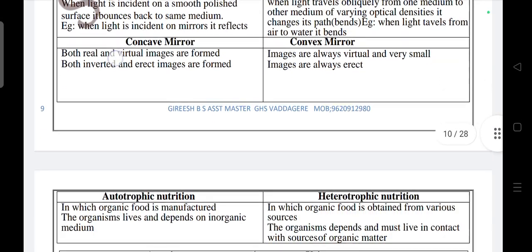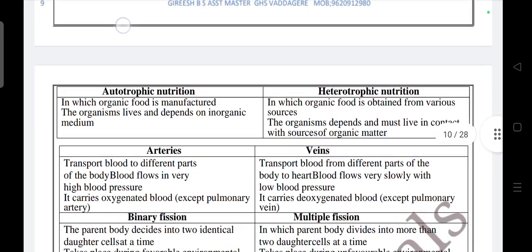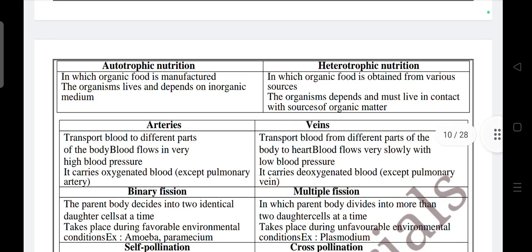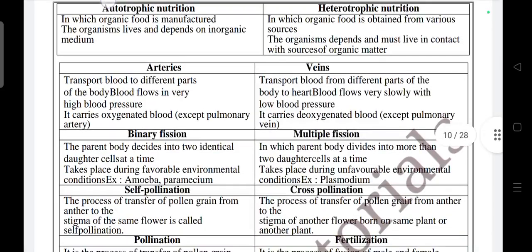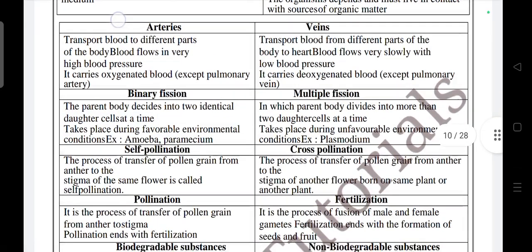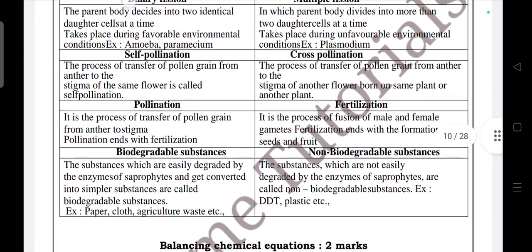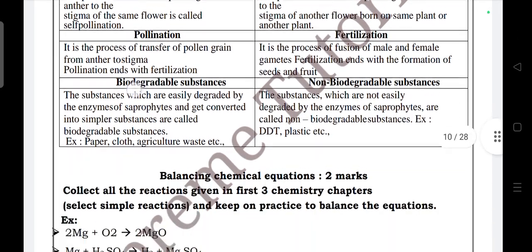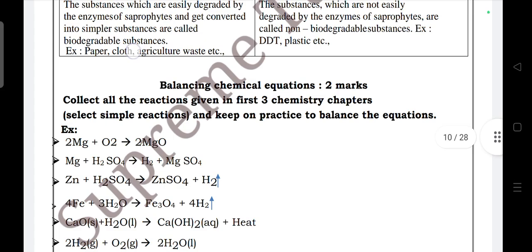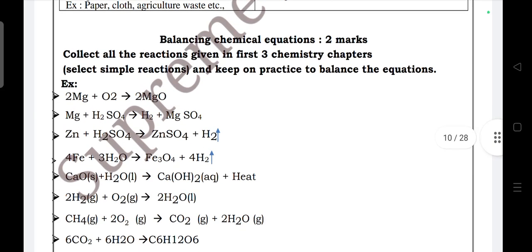Important differences, these are all: autotrophic nutrition, heterotrophic nutrition, arteries, veins, binary fission, multiple fission, self-pollination, cross-pollination, pollination, fertilization, biodegradable substances, non-biodegradable substances. Next, balance the chemical equation, that carries 2 marks. Important balanced chemical equations are these.